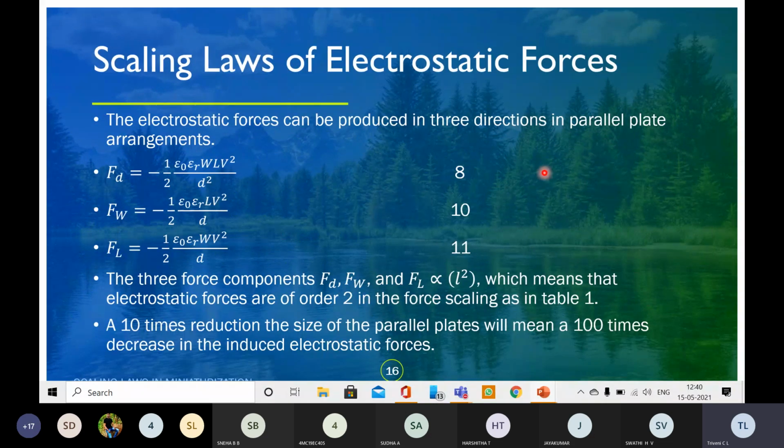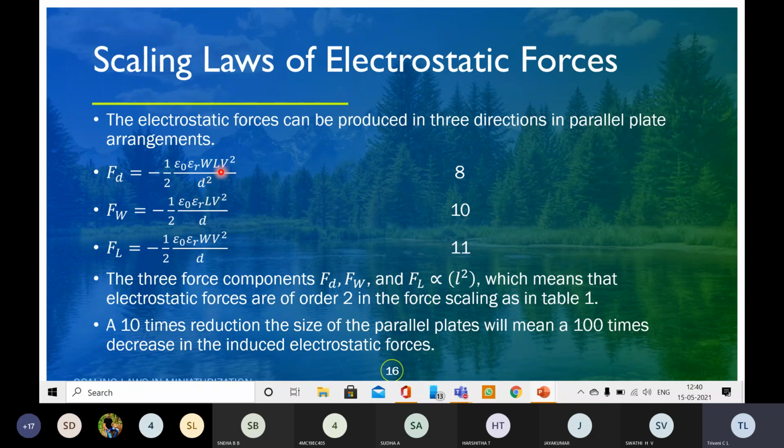So you're having three directions. What are the three directions? One is in the direction of D, second one is in the direction of W, and another one is in the direction of L here. So these are the electrostatic forces. You'll be getting almost all the equations the same, except we'll have this term changed here.